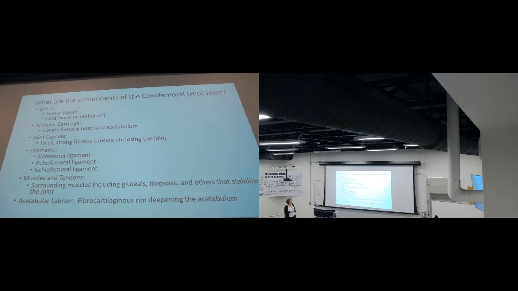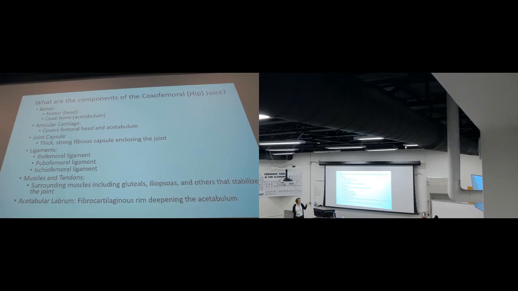In this joint, we have the articular cartilage that covers the femoral head and the acetabulum. And just like in the glenohumeral joint or the shoulder joint, we also have a rim of cartilage, the labrum, that deepens this joint so that the head of the femur fits better into the acetabulum. And as in any other synovial joint, we have a capsule that protects the synovial membrane, the joint, the bones. And we have ligaments that help to stabilize the joint.